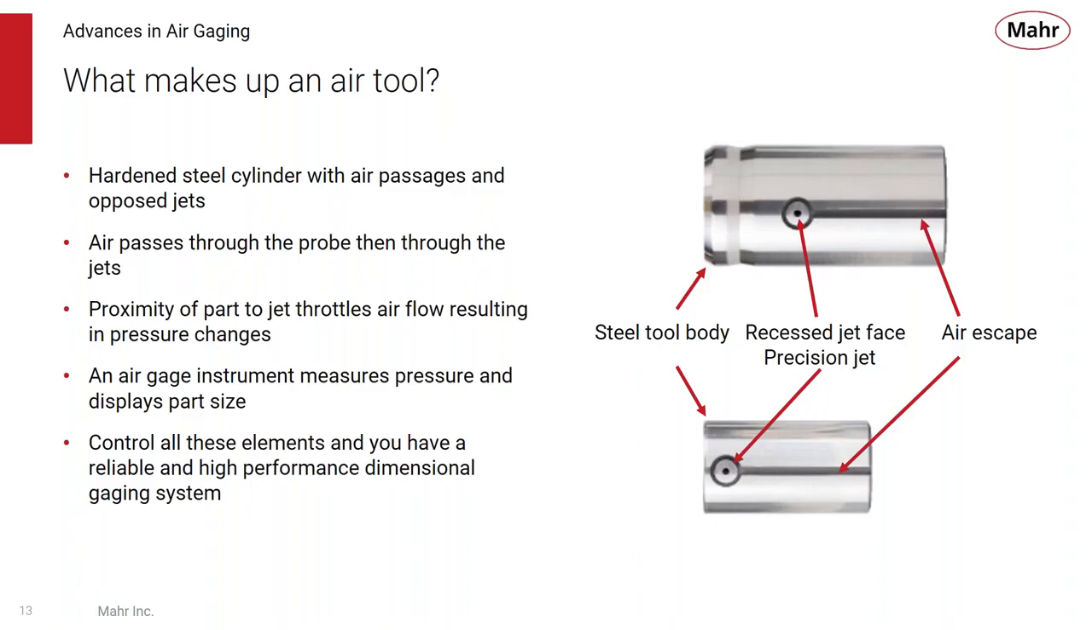Now, an air tool consists of lots of subtle components. Basically, it's nothing more than a hardened steel cylinder, in the case of an air plug, where air passes through and comes out of a pair of opposed jets. As you close off the jets, or throttle that airflow coming out there, the back pressure will build up, and we can use that to create our pressure distance curve. So any air gauging system measures that back pressure and displays a part size. And again, if you can control all those, you can have a very reliable, repeatable, and interchangeable air gauging system.